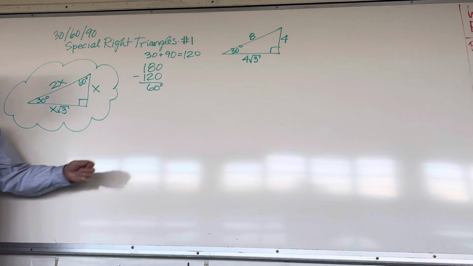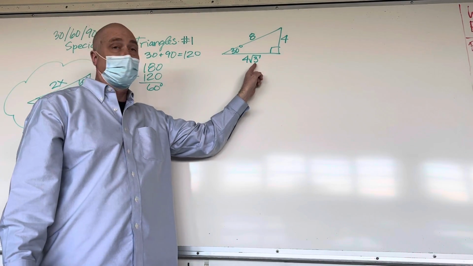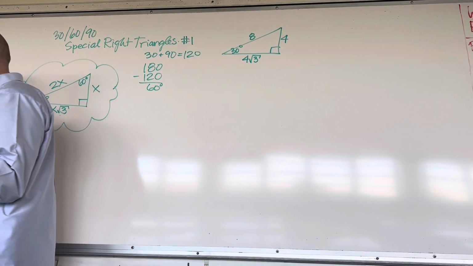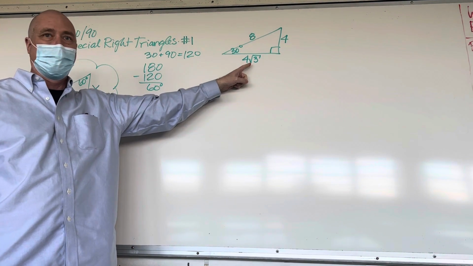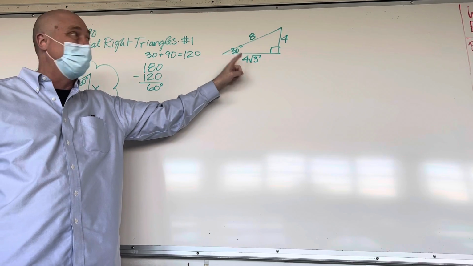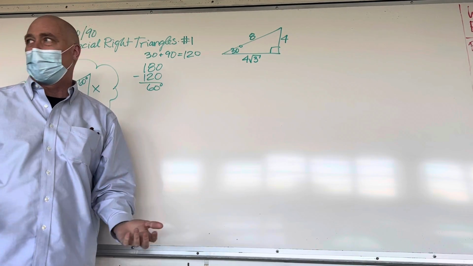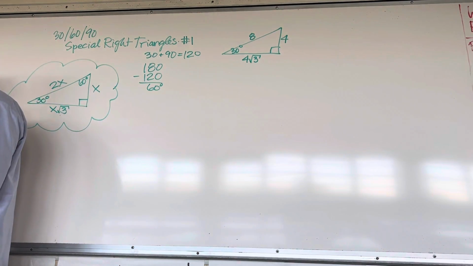And you can plug this into your calculator. You just say 4 times the square root of 3. It'll give you a lot of decimals. So we leave it square root of 3. It's more accurate to leave the square root of 3 in because you don't have any rounding errors. So we leave it 4 times the square root of 3 or 4 radical 3. Okay, you good with this?